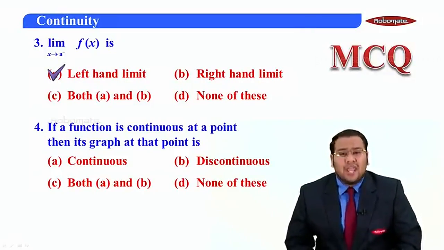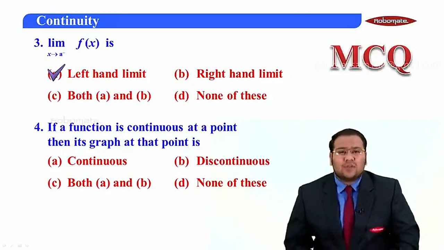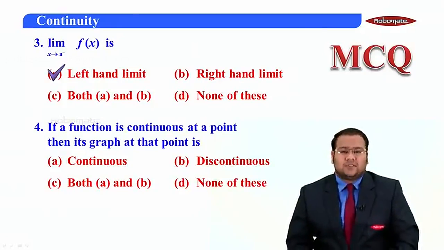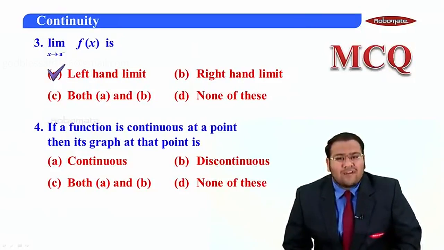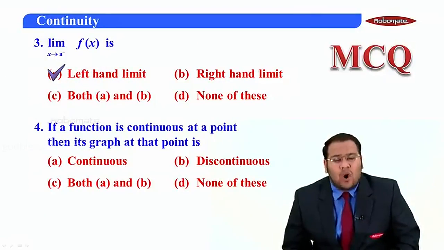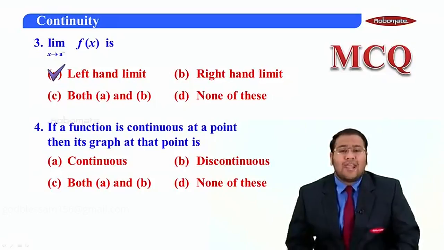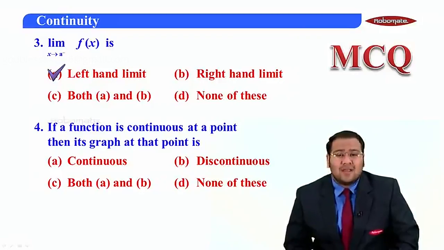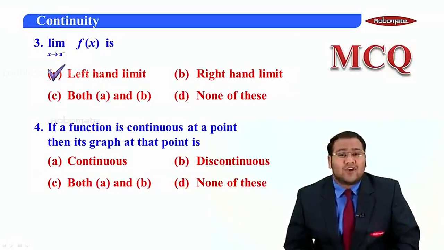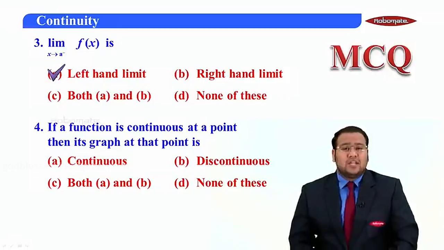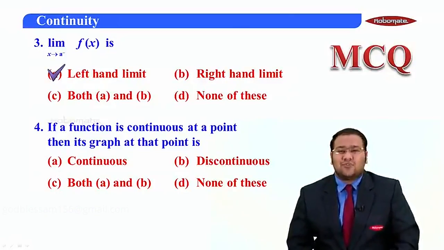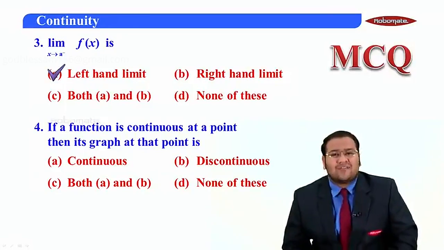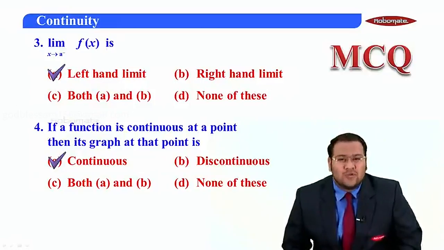Fourth question. If a function is continuous at a point, then its graph at that point is. See students, if a function is continuous at a certain point, we have already seen in the example that if a graph is continuous, the function is continuous. Also the vice versa is true. So if a function is continuous at a point, then its graph at that point is always continuous.